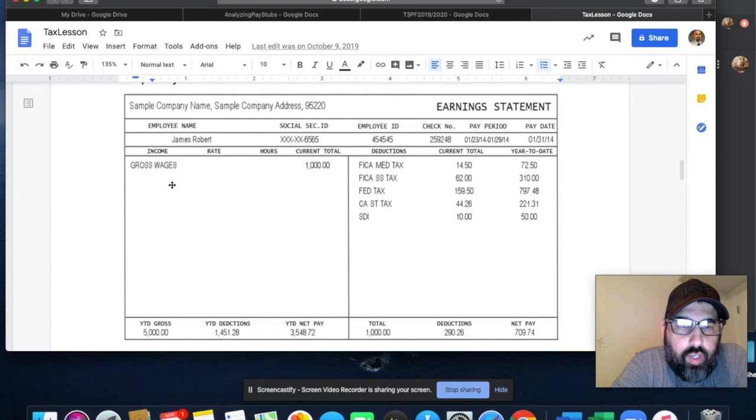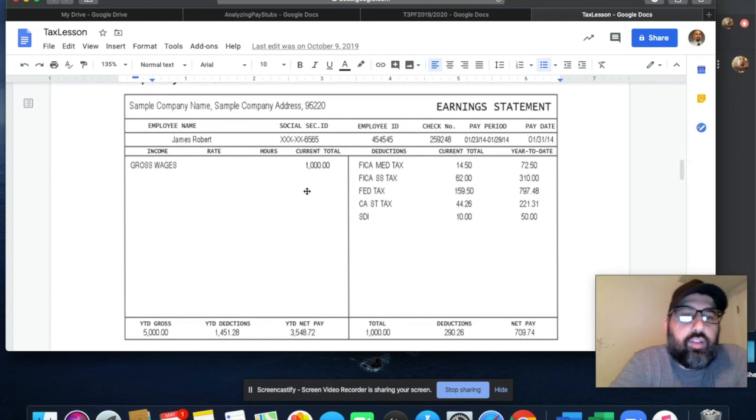The gross wages, this is what I was talking about at the first part of this video. That's how much money that they're currently making before any kind of deductions come out. Okay, please understand that it's really, really important that you understand the difference between gross wages and then the net wages. Gross wages is before any deductions come out of your paycheck. Okay, so this is going to be $1,000.